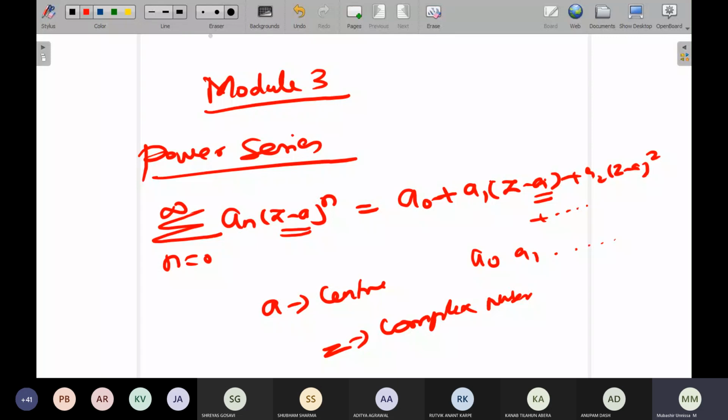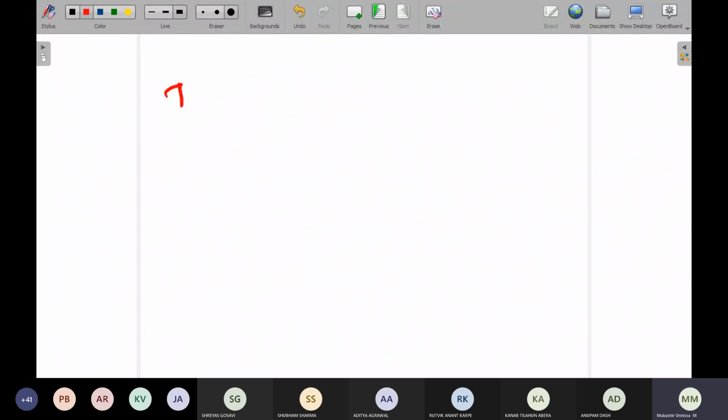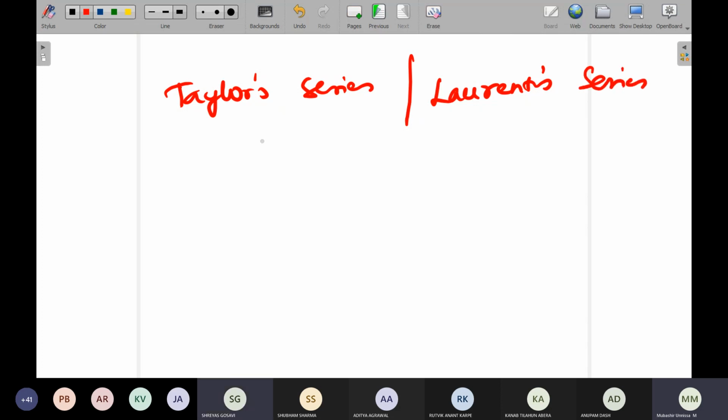One is the Taylor series and the other one is the Laurent series. I hope you have studied the Taylor series already. Yes or no? Have you all come across the Taylor series? Yes, ma'am. Whatever Taylor series you have studied in real calculus is the same old thing we are going to see here, but here we are going to use it for complex numbers.